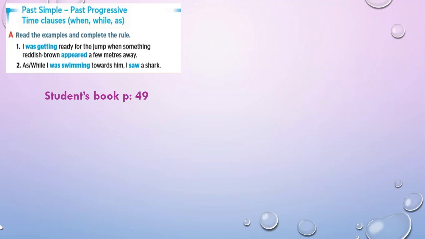Time clauses: where, when, while, or as. Okay? Read the examples and complete the rule. I was getting ready to jump when something reddish brown appeared a few meters away. Number 2: As or while I was swimming towards him, I saw a shark.